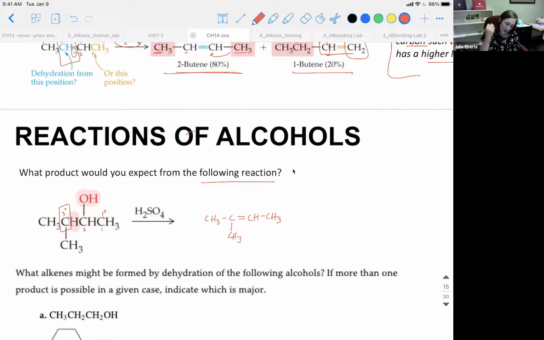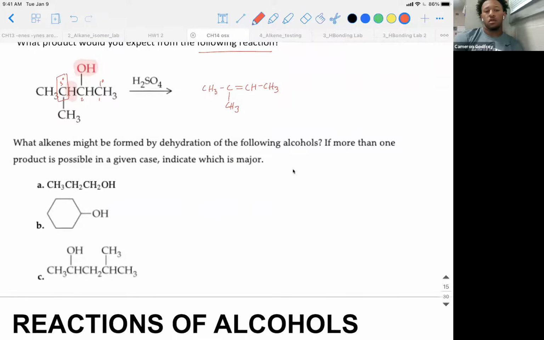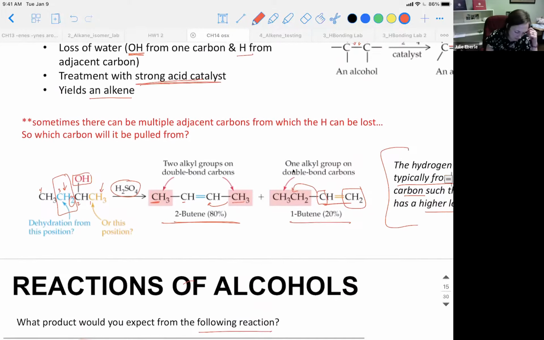The reason I'm taking the time to do this is that I think you have some problems like this on your homework for chapter 14. Okay, the next problem says, any questions on that? Seriously. Wait, so how did you get a double bond? All right, thank you, Cameron.